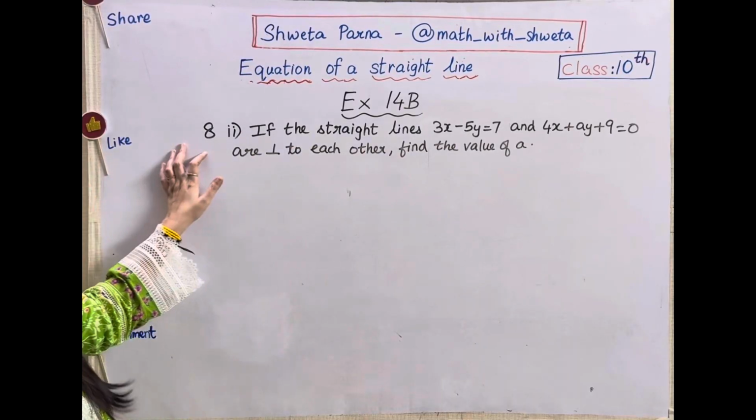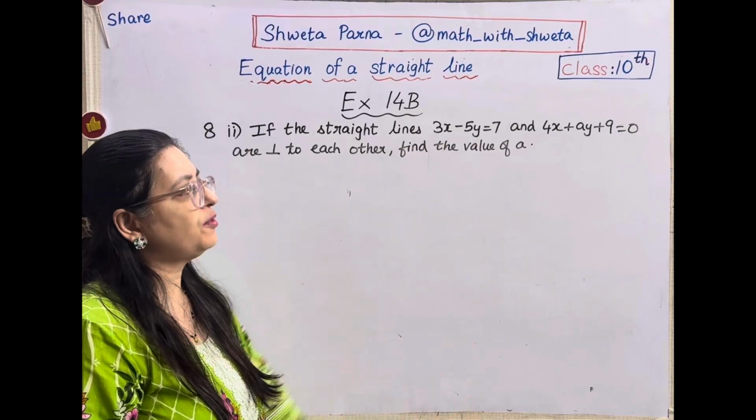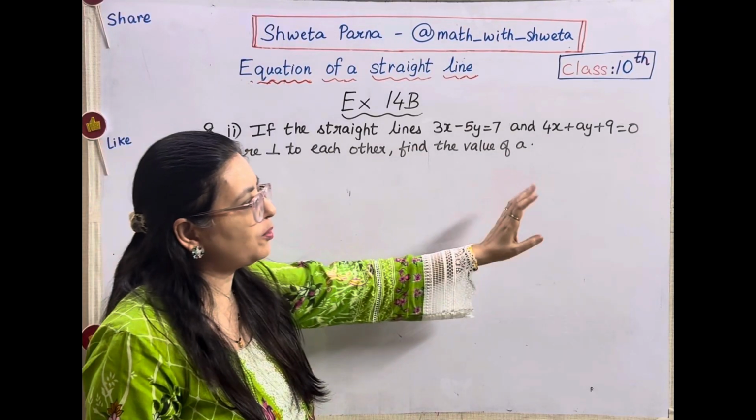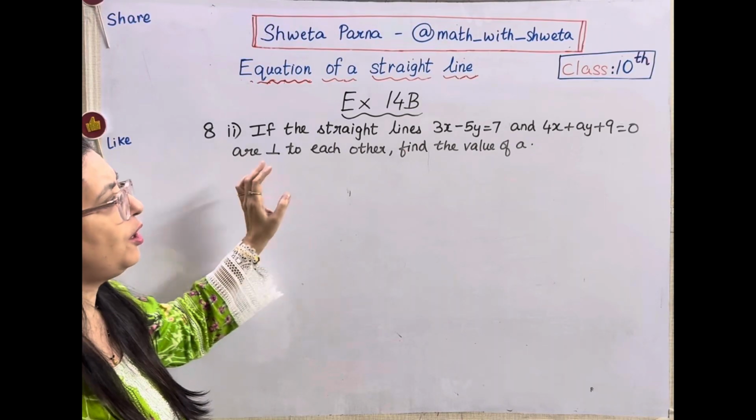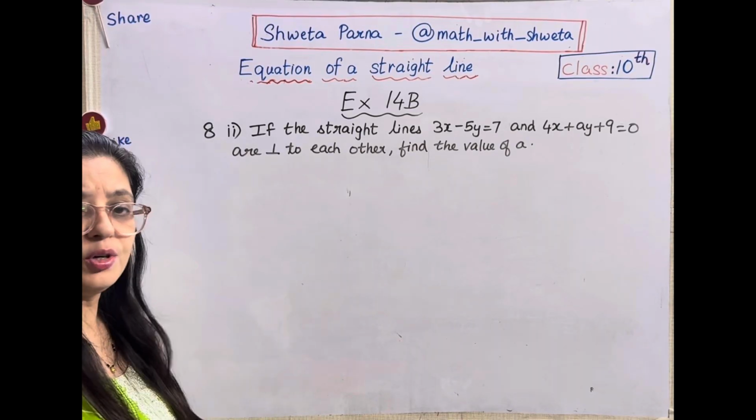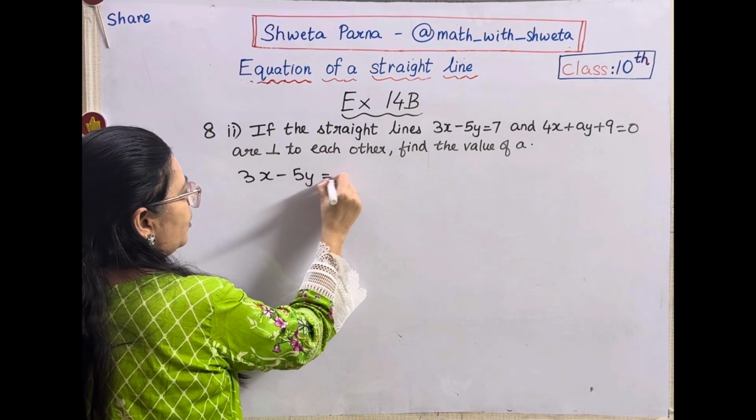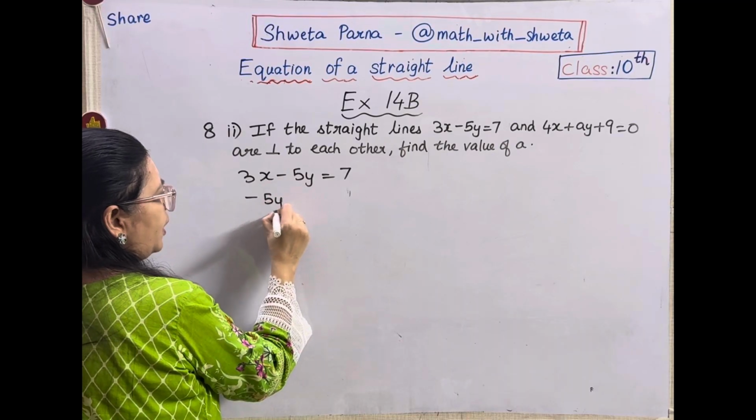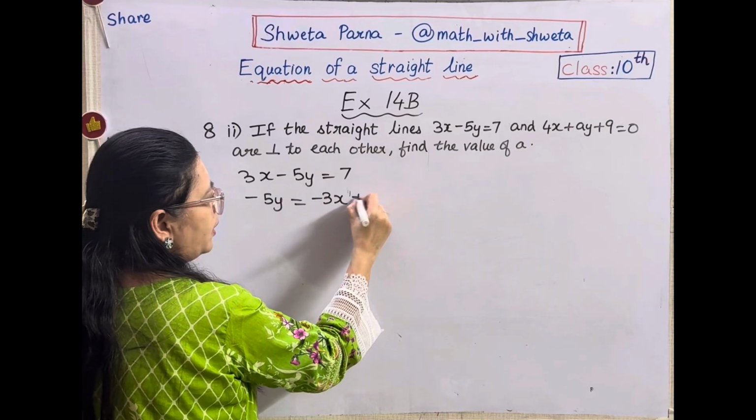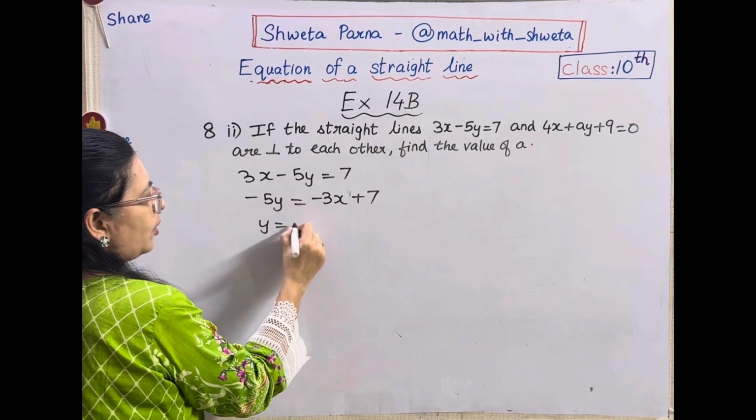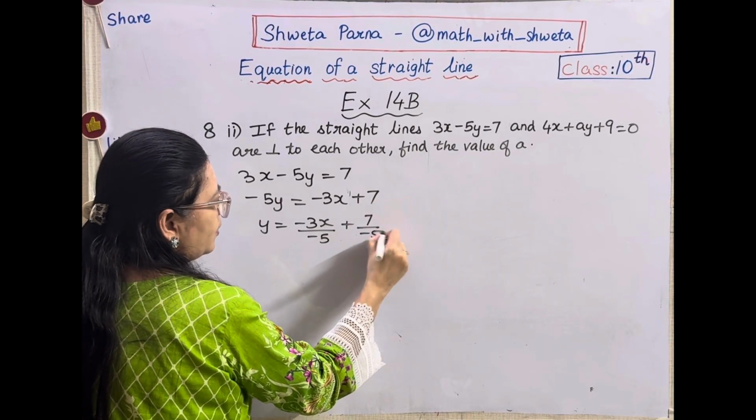Yes kids, let's go to 8th question, the second sub question. If the straight lines 3x minus 5y is equal to 7 and 4x plus ay plus 9 is equal to 0 are perpendicular to each other, find the value of a. So here you will first find the slope. So 3x minus 5y is equal to 7, minus 5y is equal to, take 3x to the other side, minus 3x, 7 is already in this side. So y is equal to minus 3x upon minus 5 plus 7 upon minus 5.